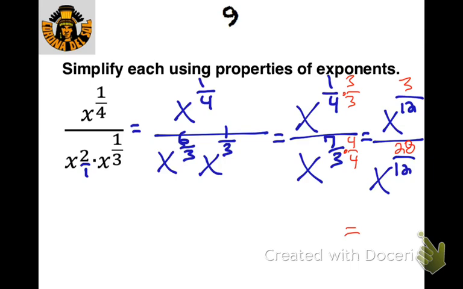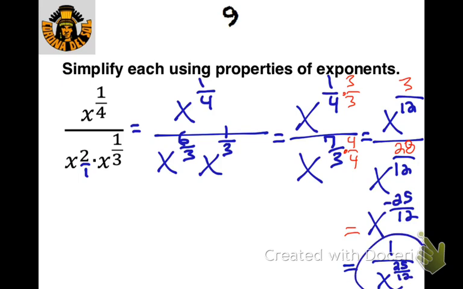Now we can use the property when they're right above each other. That's where we subtract the powers. So 3 minus 28, that's negative 25 over 12. And we know that that guy is not happy at all, so we're going to put him to the bottom to make him happy. So it's 1 over x raised to the 25 over 12. That's your best answer for full points. Totally simplified, we say.